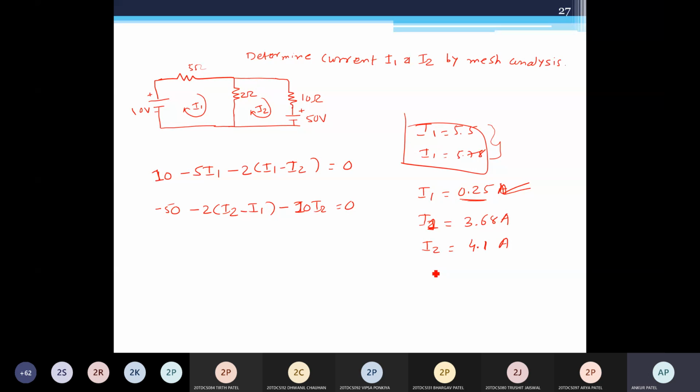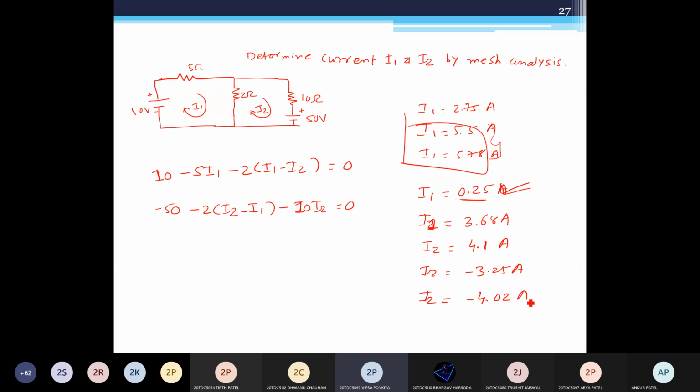Sir, I'm getting I1 is equal to 2.75. Good. Sir, I am getting I2 equal to minus 3.25. If you are getting a different I2 answer, sir, it is minus 4.02. Yes, I2 is minus 4.02.